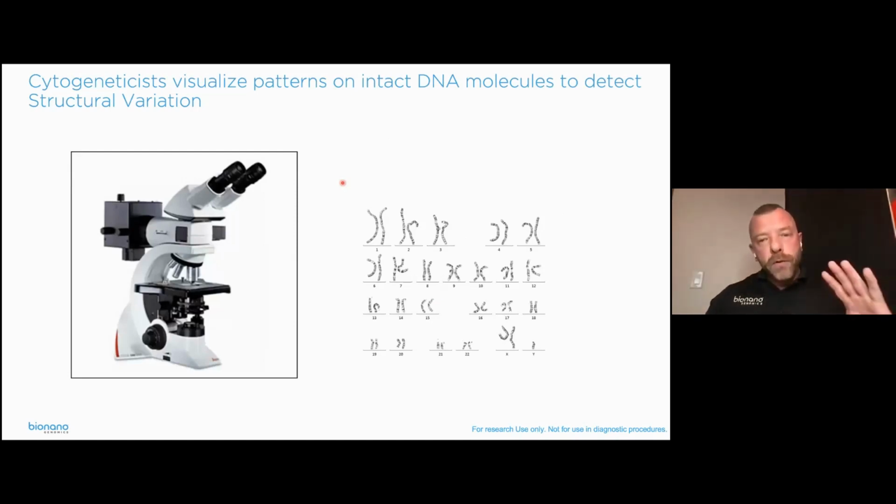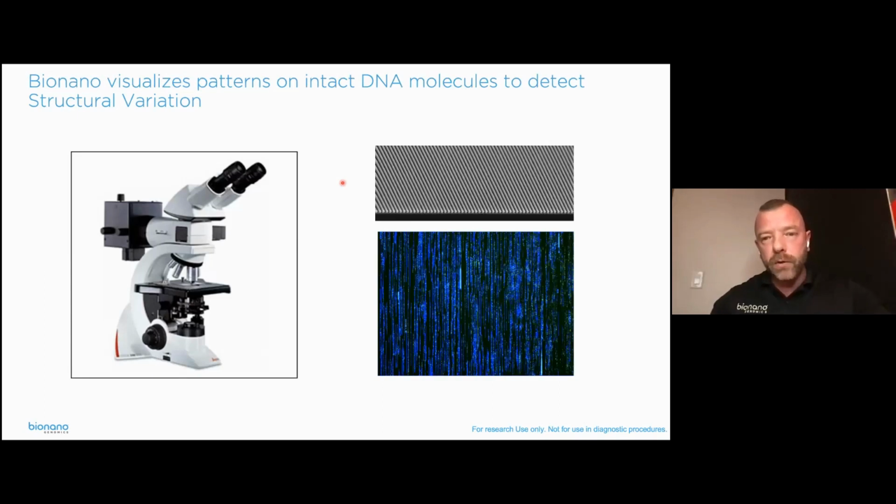Now, Bionano uses the same principles that you see here. We also look at intact DNA molecules, and we also visualize patterns on these molecules. But what we're adding are our nanochannel arrays. You see an electron micrograph here of one of our chips, and each of these little channels that you see fits a single DNA molecule. And instead of the 500 to 800 bands that you can see in a karyotype, we place 500,000 bands, if you may, on these DNA molecules in the form of fluorescent labels.